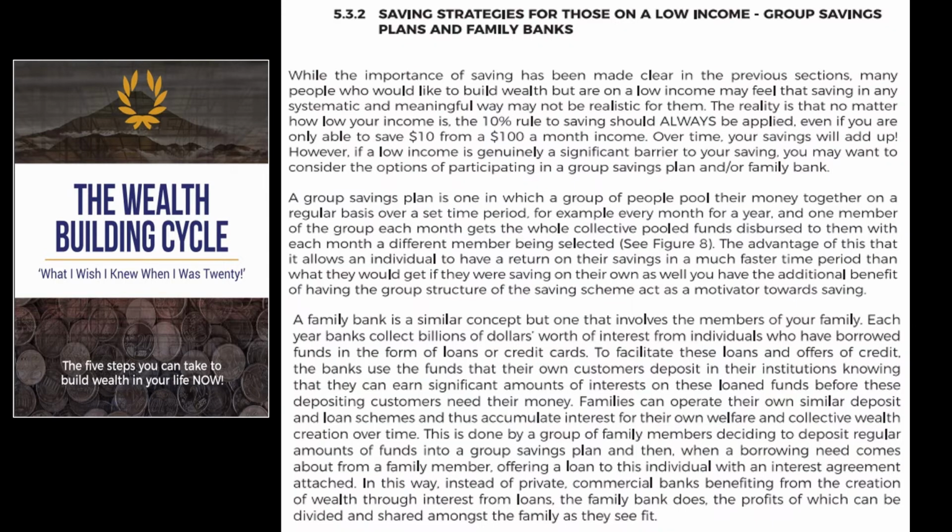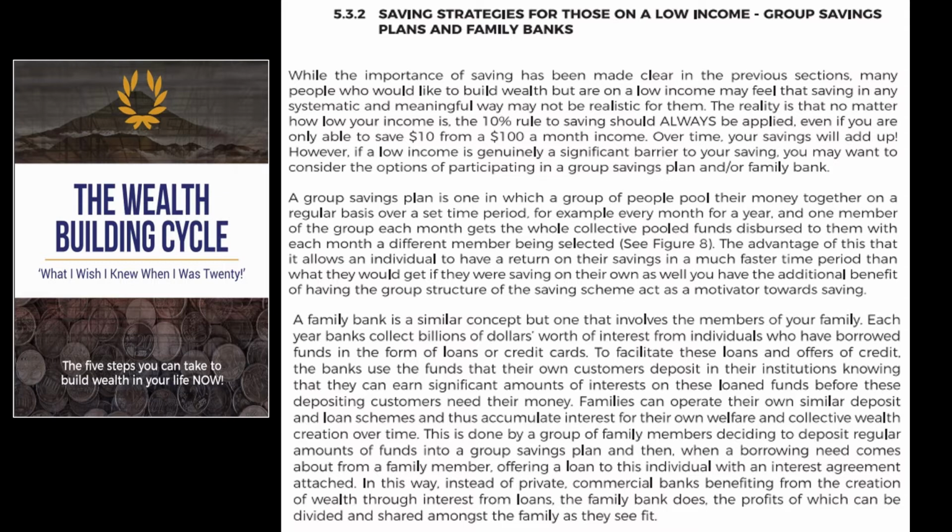So in that book, The Wealth Building Cycle, I start off in chapter 5 talking about saving strategies for those on a low income, i.e. group savings plans and family banks. I have a little chapter here, which I've screenshotted from the book. Rather than going into it, I'll just leave it on the screen. You can pause the video and read it yourself.